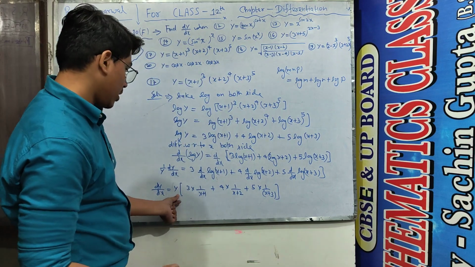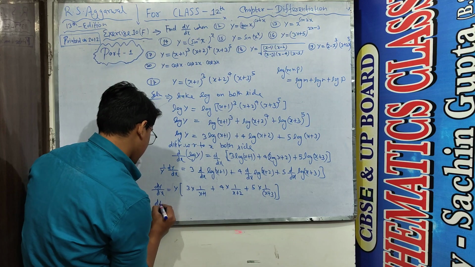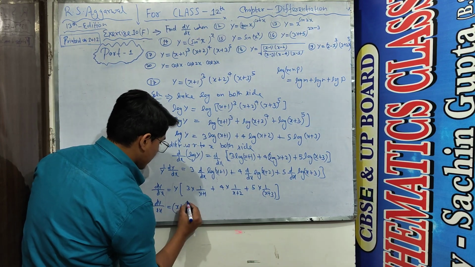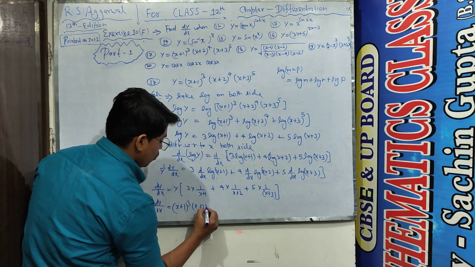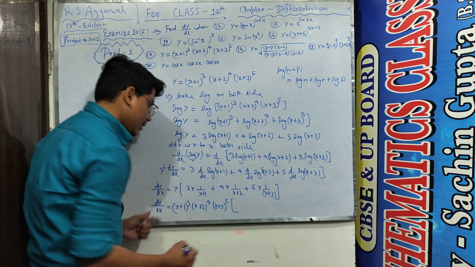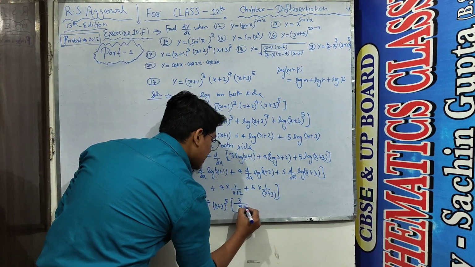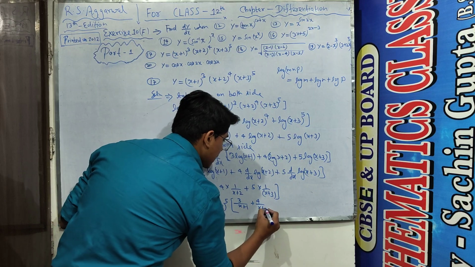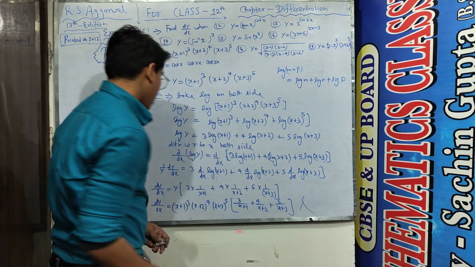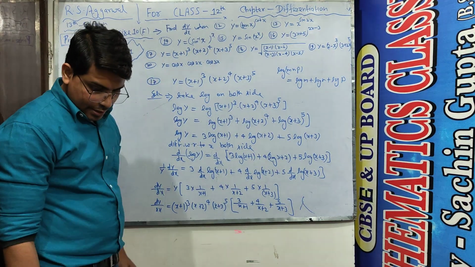Now, student, I put the value of y, which is (x plus 1) whole power 3, (x plus 2) whole power 4, (x plus 3) whole power 5, and this function comes as it is: 3 upon x plus 1 plus 4 upon x plus 2 plus 5 upon x plus 3. This is our answer of question number 17, student. This is the answer of question number 17.